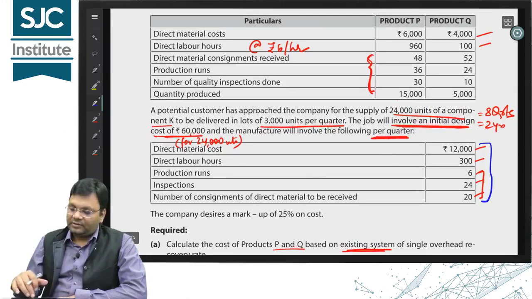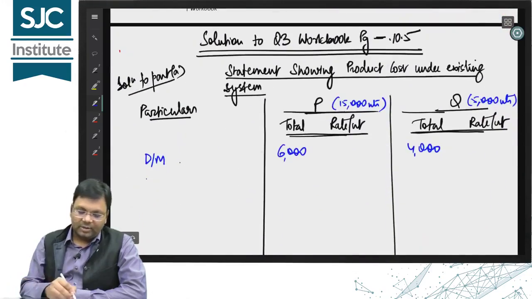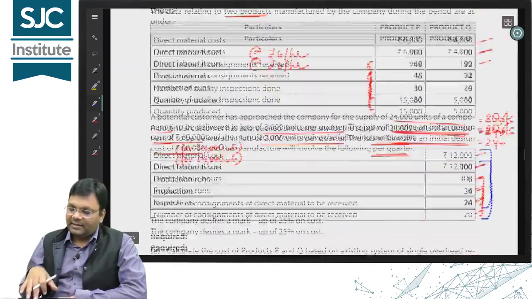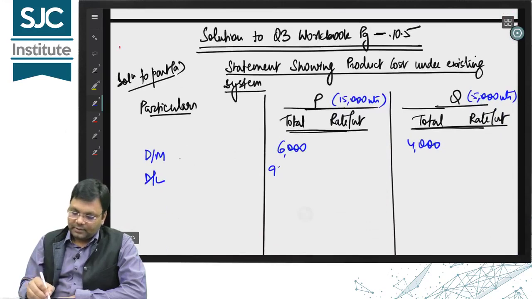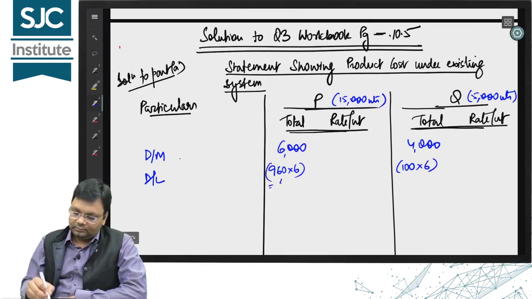Then direct labor cost. You can divide and find the rate per unit. Wage rate is 6 rupees per hour, with 960 and 100 hours. So 960 into 6 and 100 into 6: 5760 and 600.